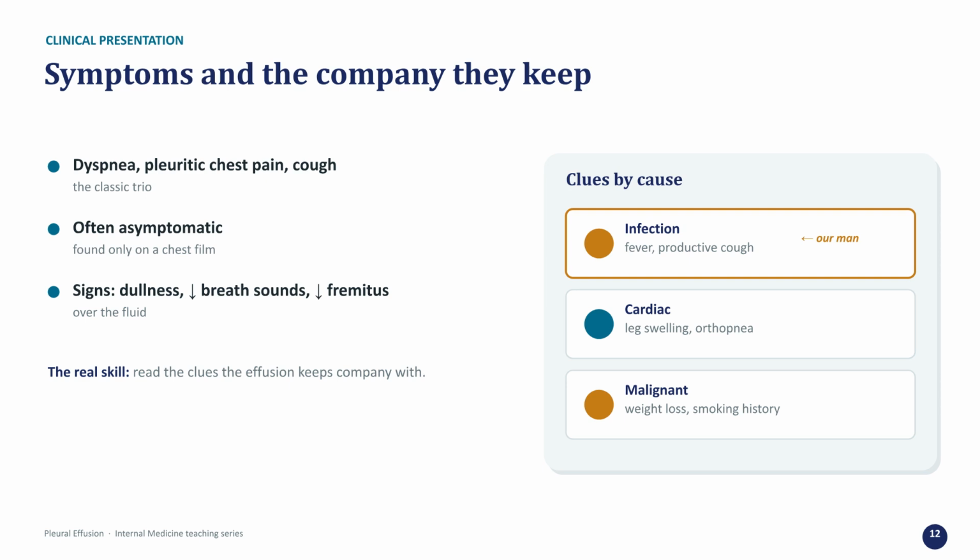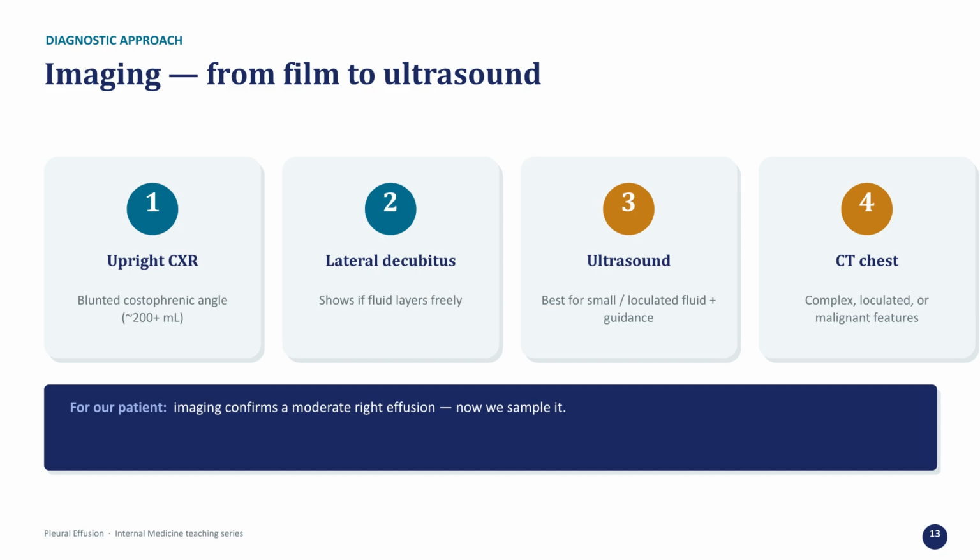Clinically, patients may present with the classic trio of dyspnea, pleuritic chest pain, and cough, though many are asymptomatic. The key is to evaluate the effusion in the context of the patient's other symptoms, such as fever, edema, or weight loss. Diagnostic imaging begins with an upright chest X-ray. Lateral decubitus views can confirm free-flowing fluid, while ultrasound is invaluable for small or loculated collections and for procedural guidance. CT scans are reserved for complex cases or when malignancy is suspected.